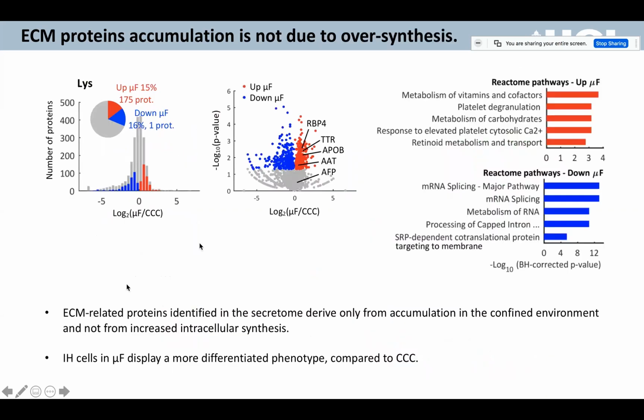To make sure that what we detected was exclusively related to the accumulation in the supernatants, we analyzed the lysates of this culture to make sure that we didn't observe any oversynthesis of these proteins. And indeed, when we analyzed the lysates through the same techniques, we didn't find any differences in terms of numbers of proteins accumulated in the two systems. However, proteins more expressed in microfluidics belong to categories related to metabolic processes, meaning that they are probably more differentiated compared to cells differentiated in the Petri dish.